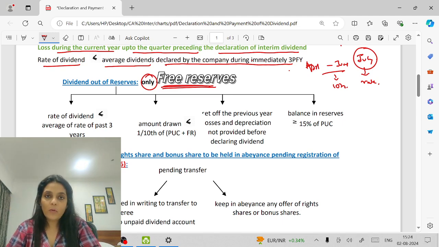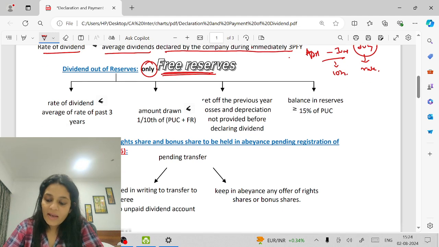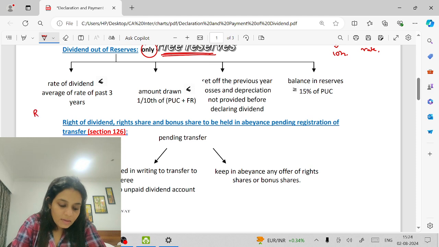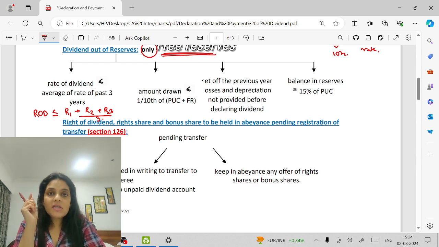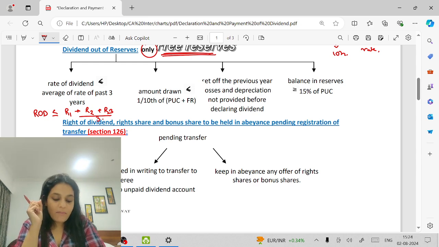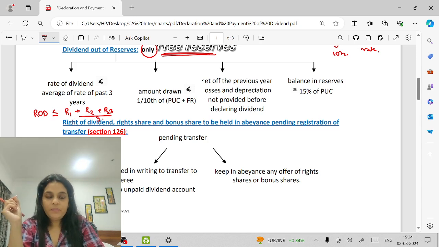But there are some points. First of all, the rate of dividend should not be more than the average of the rate of dividend of the past 3 years. Ma'am, in the past 3 years, if I did not declare dividend in all the 3 years, then this point will not apply. Right? So the first rule says that the rate of dividend should not be more than the average of the rate of the dividend of the past 3 years.